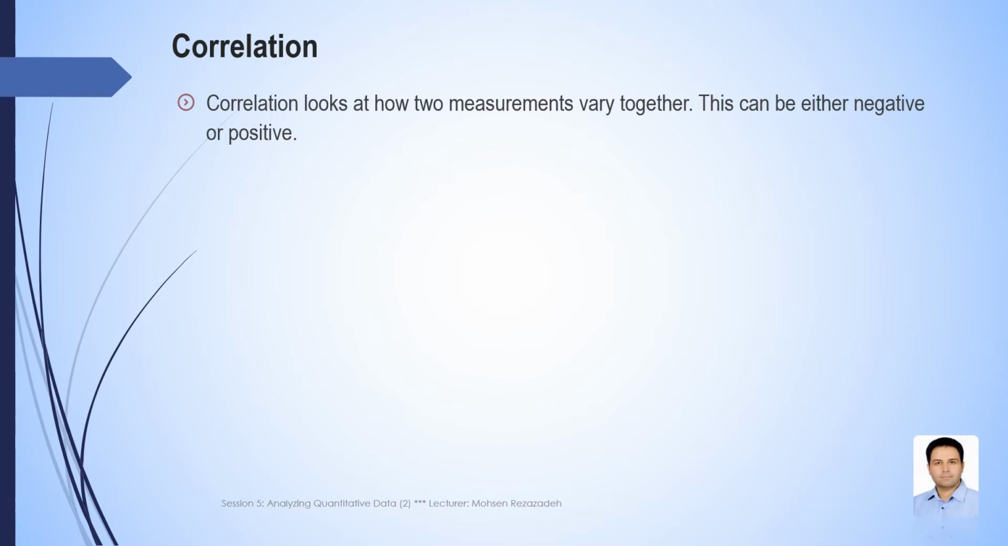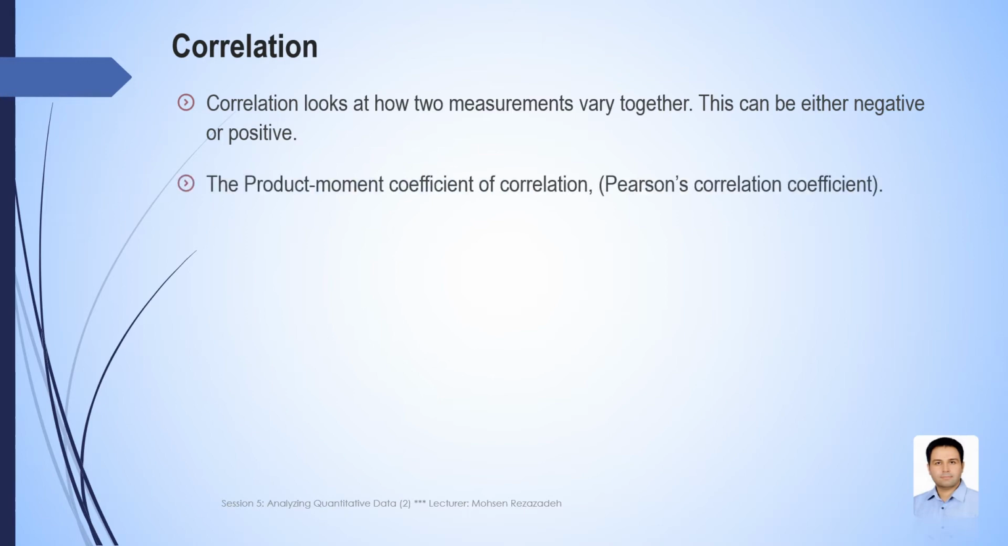And there are more formal methods based on calculations that give a numerical value of the degree of correlation or go-togetherness between two variables. The product moment coefficient of correlation, also known as Pearson's correlation coefficient, is calculated on the basis of how far the points lie from the best fit regression line. This is a correlation test that we use using SPSS in order to calculate correlation coefficient between variables.